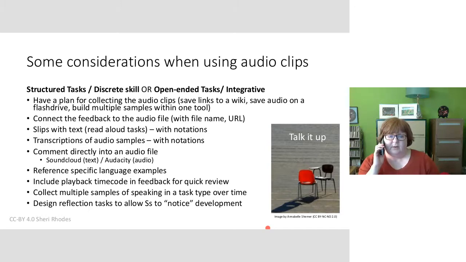When you're doing this for Portfolio, of course, it's multiple samples. You want to make sure that you're doing multiple samples of an actual task type. So if you do one read aloud, don't just stop there. Do multiple read alouds so that they can compare and see how that has improved. If you're doing use of vocabulary, are they becoming more comfortable, more fluent? Pronunciation feature, how is that improving over time? And without that, you won't have the reflection opportunity, and you want to design reflection tasks that help them to notice their own development.